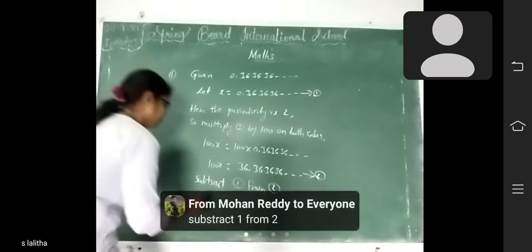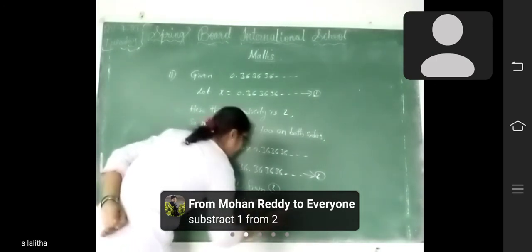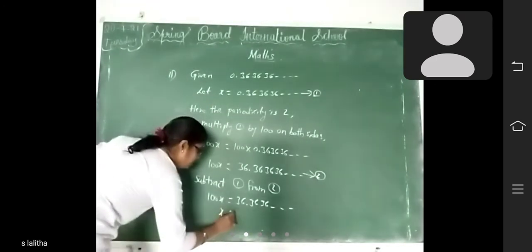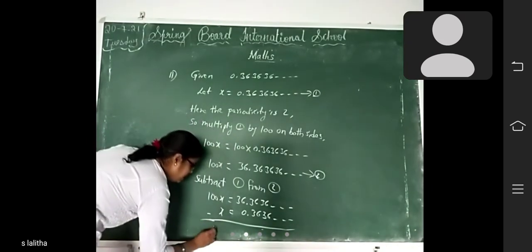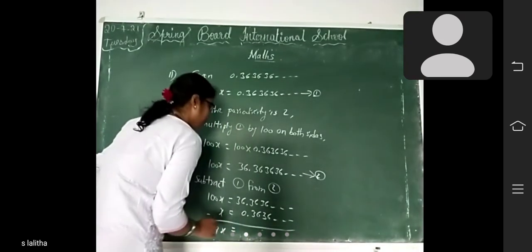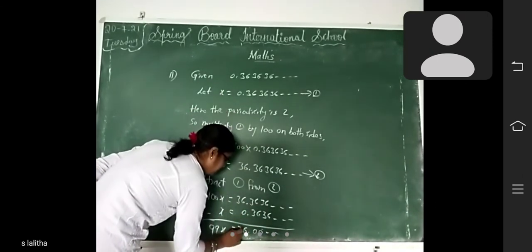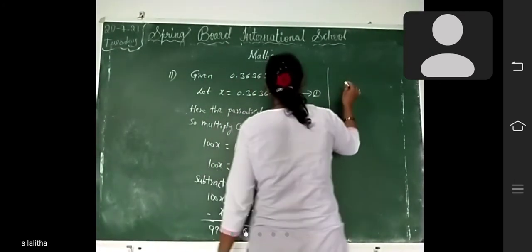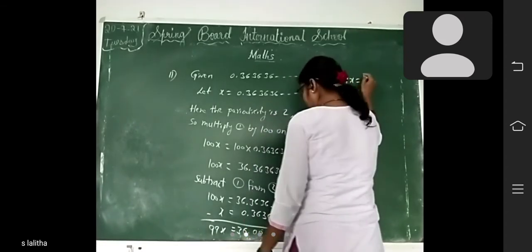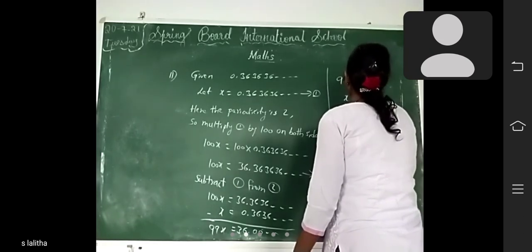Now subtract. 100x is equal to 36.3636 so on, and first equation x equal to 0.3636 so on. Now subtract 100x minus x, how much? 99x equal to, these are zeros. 6 minus 0, 6, 3. So 36.0 so on. So what is the answer? 99x is equal to 36. So x is equal to 36 by 99.